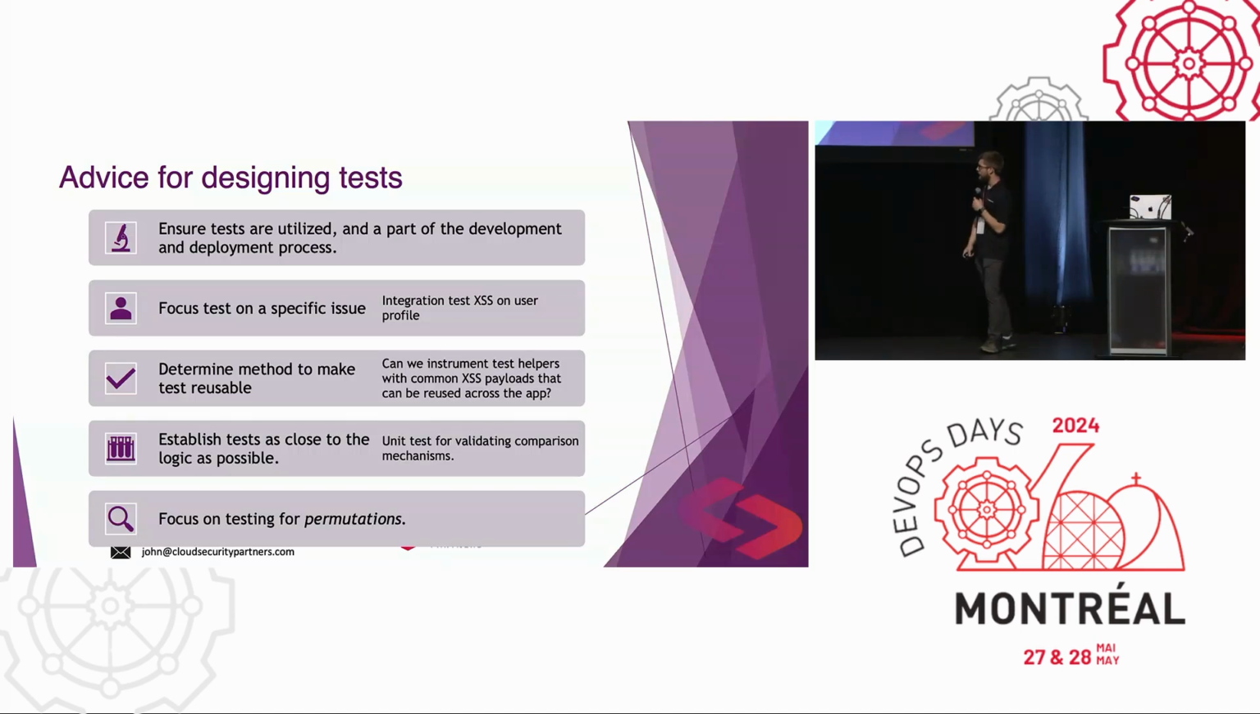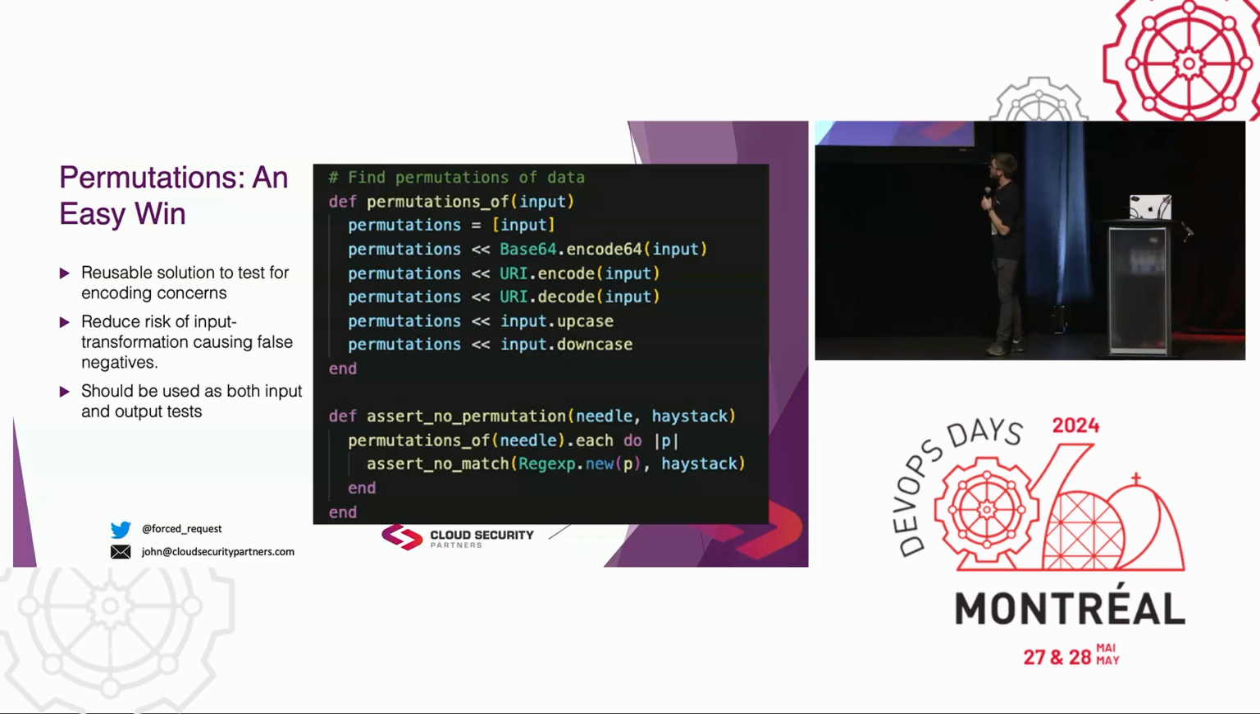And then focus, this is kind of the last step, and only if you have free time, which I'm sure all of you do, on testing for permutations. So what do I mean by that? Circling back to our cross-site scripting case, we could think of different permutations of ways that data may be provided to the server.